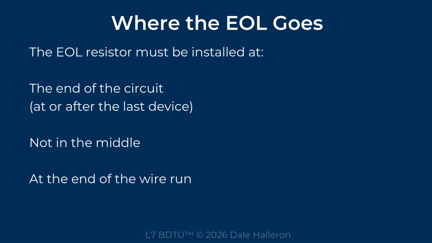Where the EOL goes. The EOL resistor must be installed at the end of the circuit, at or after the last device, not in the middle, at the end of the wire run.